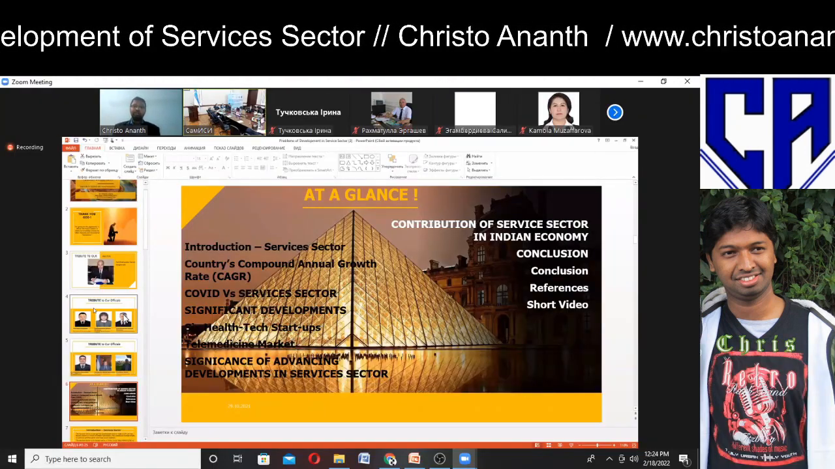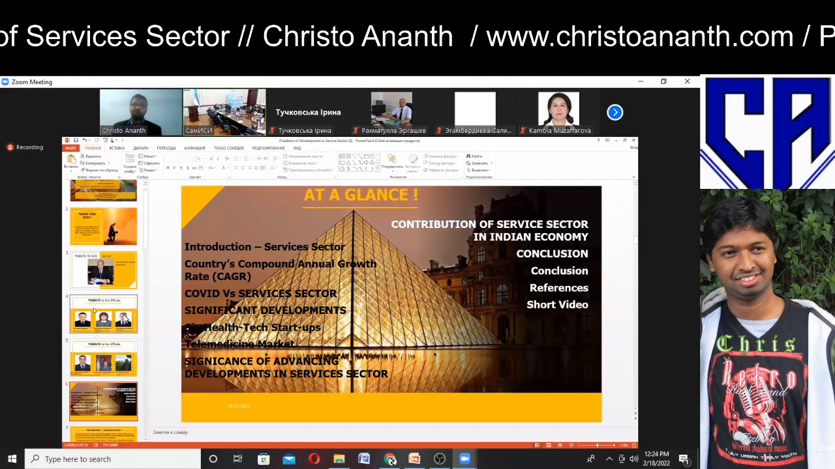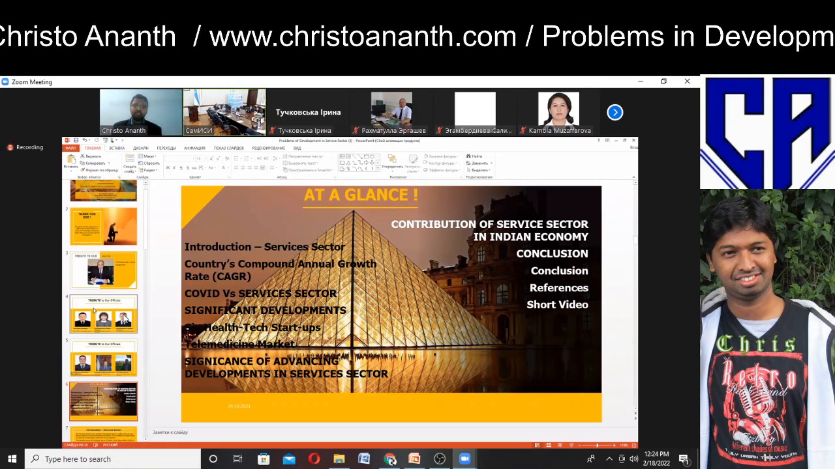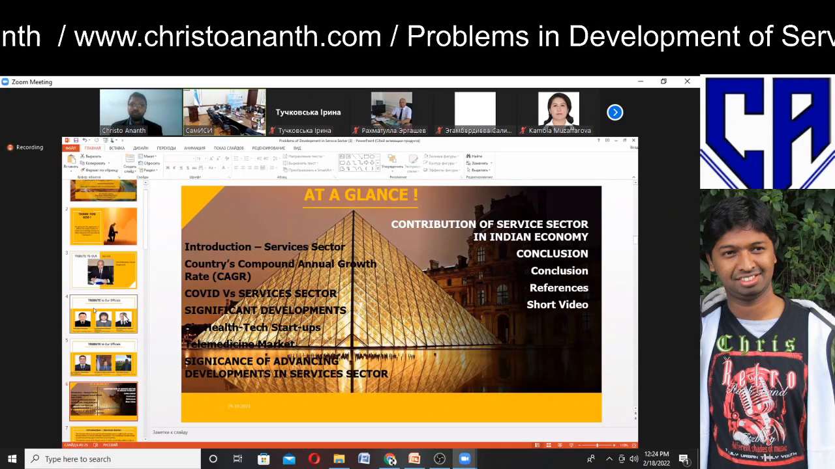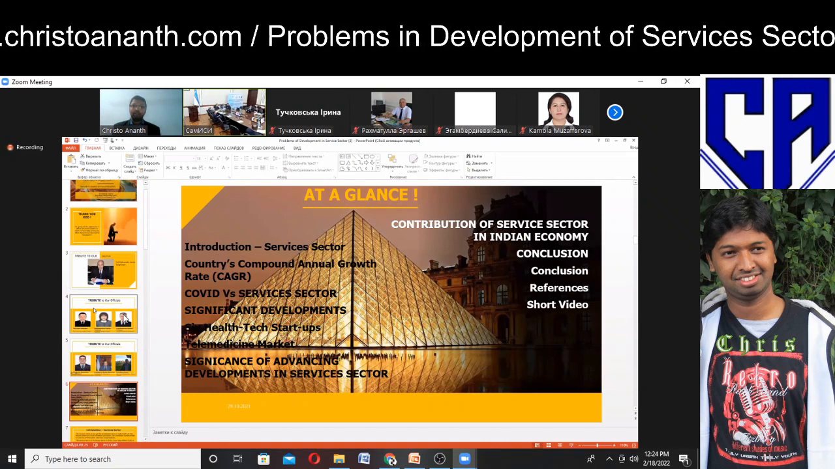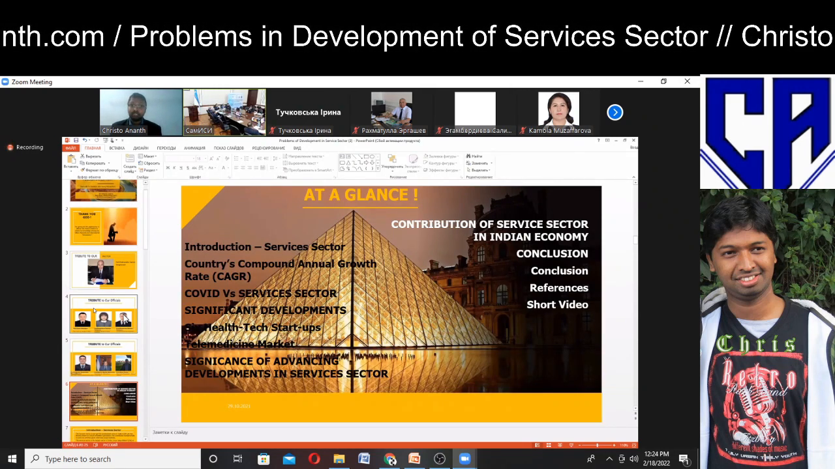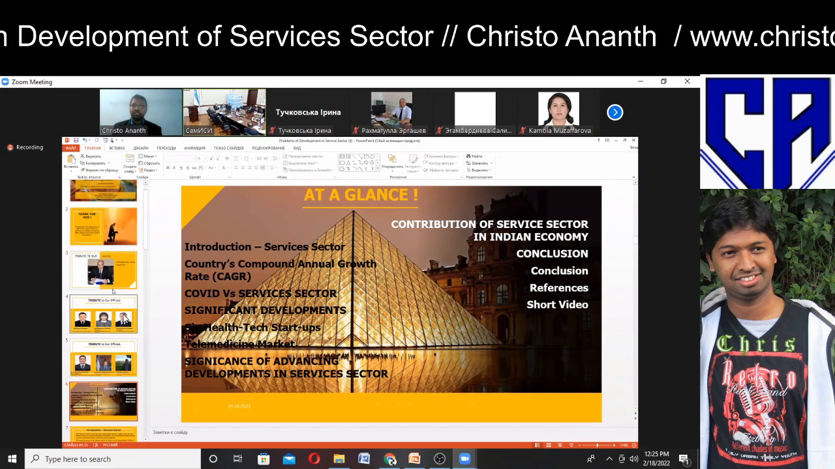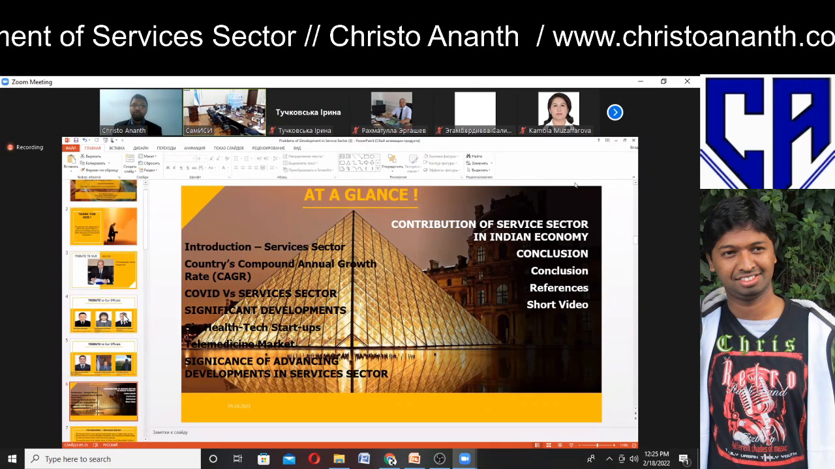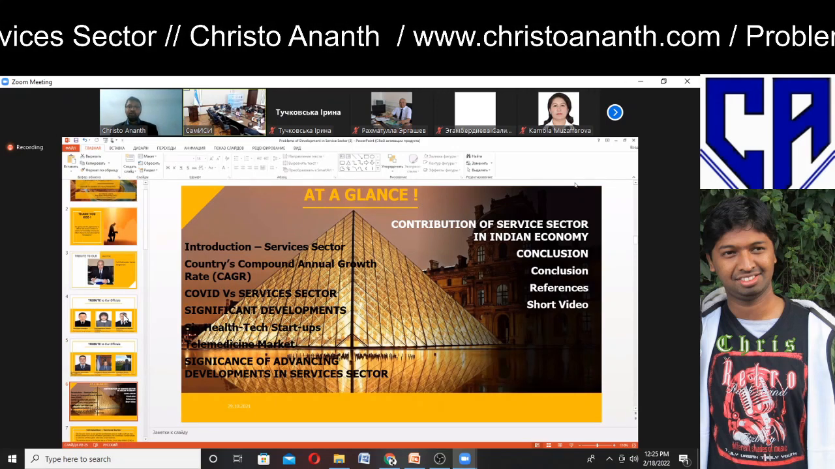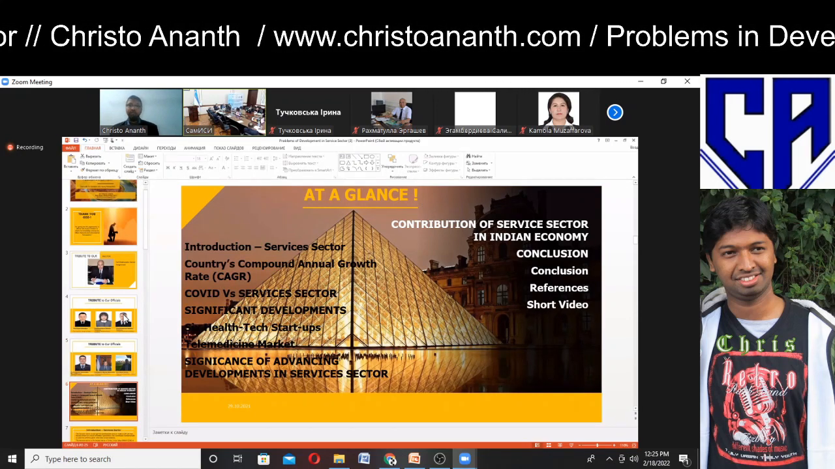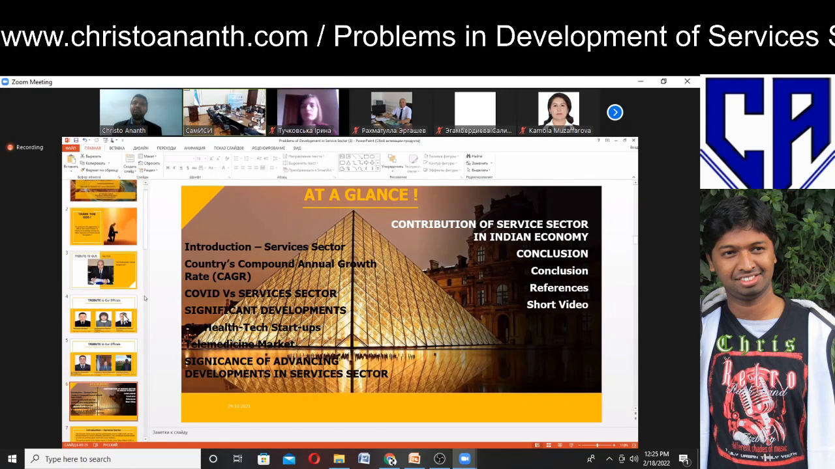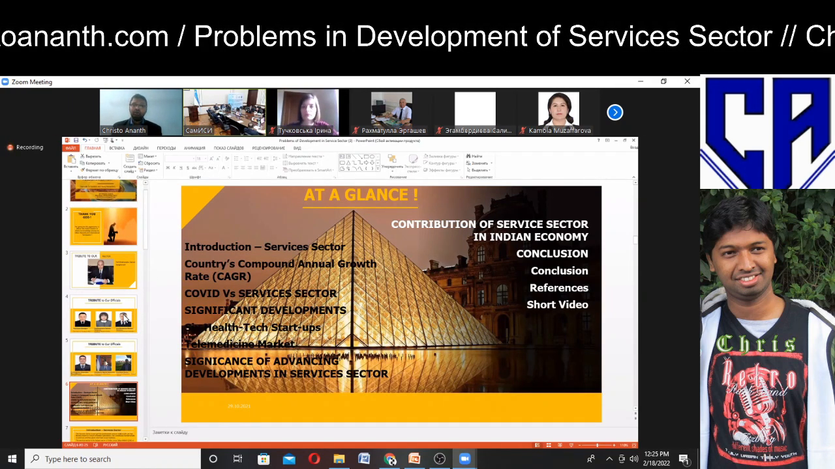This is what we are going to discuss at a glance: the problems in the services sector and the significance of the country's direct foreign investment. Today's session will have a brief insight about the services sector, and then we'll discuss CAGR, the country's compound annual growth rate, and then the present problem, COVID versus the services sector, and then we understand the significant developments of the services sector in our country.